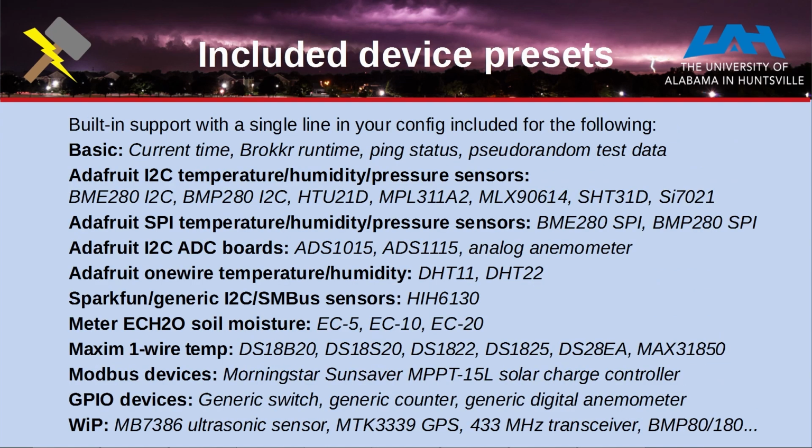Even at this early stage, due to the ease at which new presets can be created, Brokkr supports a wide variety of devices right out of the box. These include various diagnostics, temperature, humidity, and pressure sensors, ADC boards, soil moisture, various industrial control devices, GPIO, anemometers, and more.